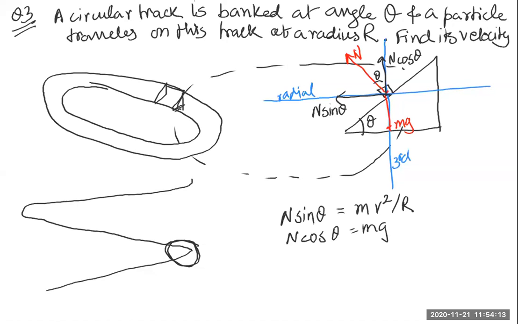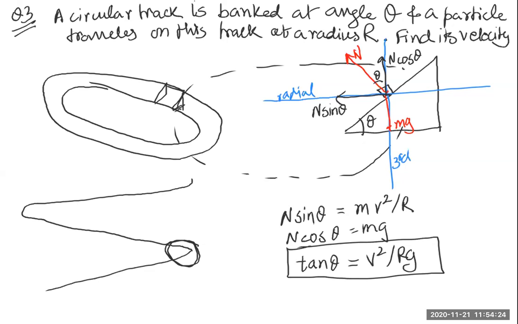Just divide and you get tan theta is equal to v square by rg. Right? We'll use this many times. v is equal to root rg tan theta. देख लो स्मिथ आपका आंसर सही है या नहीं. You can compare and you can tell me.